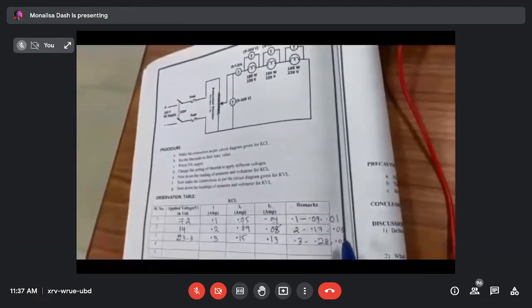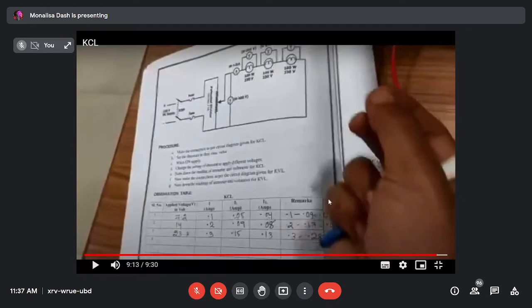See, what is the error? That is the meter error. Here the meter is connected, and the error is coming. The main current is nearly equal to the summation of the individual currents. The summation is 0.05 plus 0.04, which is 0.09, but your main current is 0.1. That 0.01 difference is the meter error.